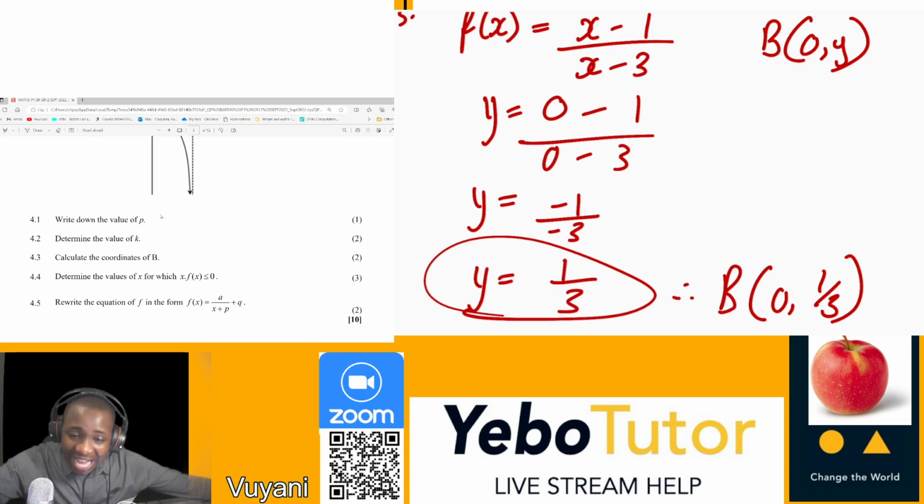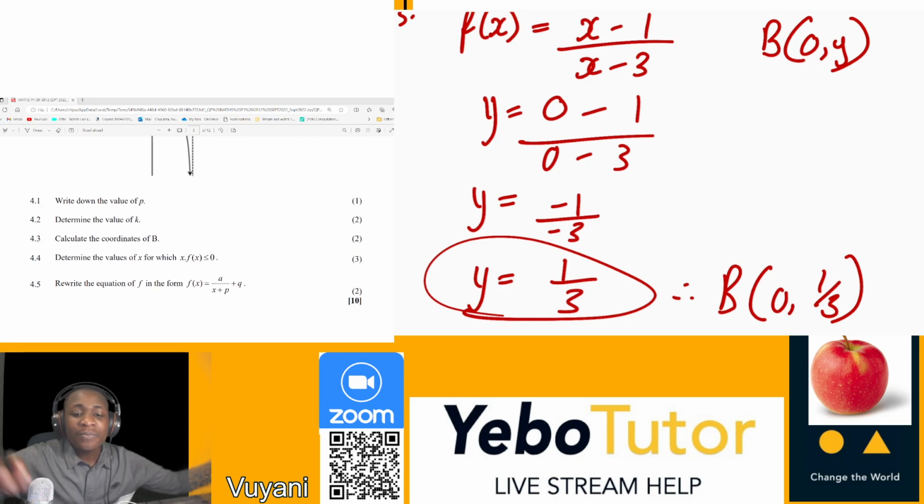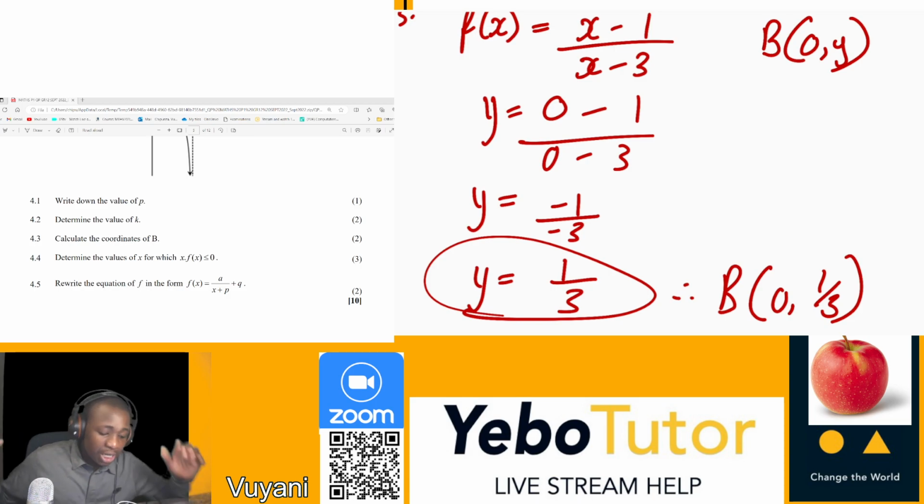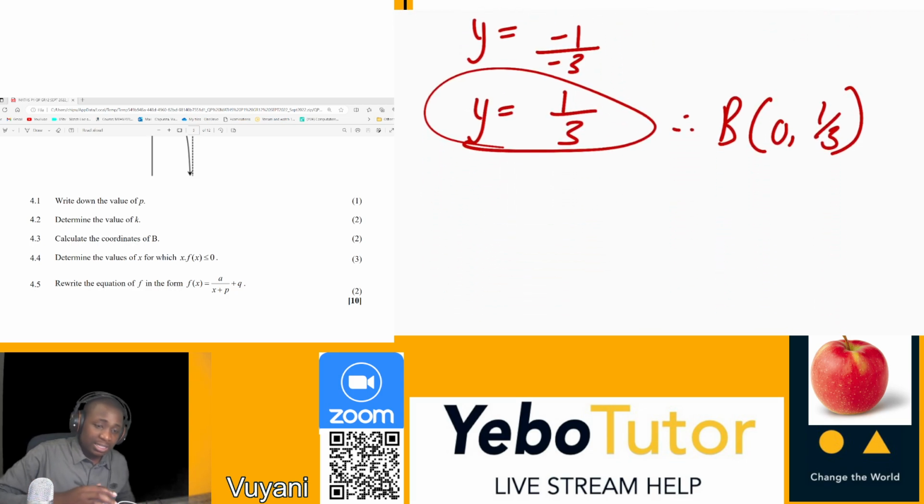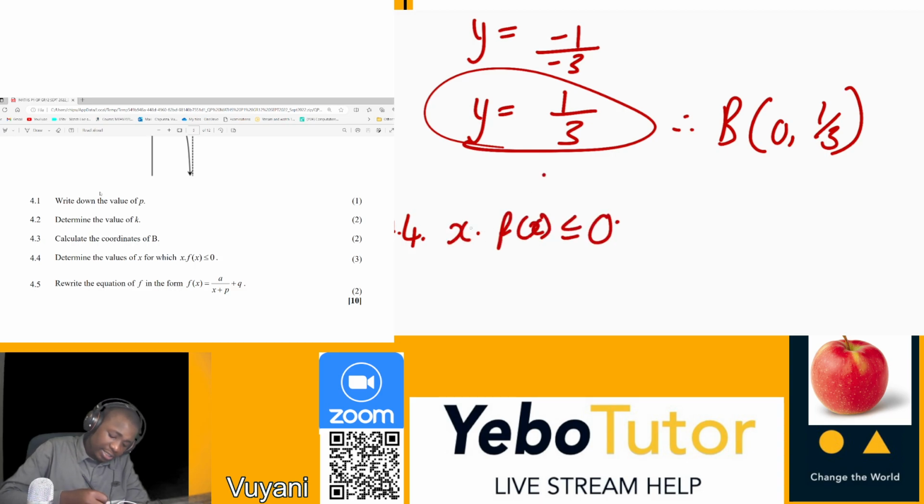Determine the values of x for which x times f of x is less than or equal to 0. Nice question. This is for us to think. So they want us to look at where x times f of x is less than or equal to 0, which means our f of x is multiplied by x. If you have time, you can solve this question on your own spare time and find it.